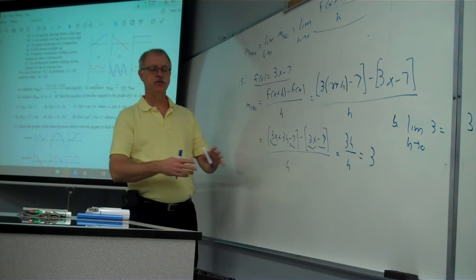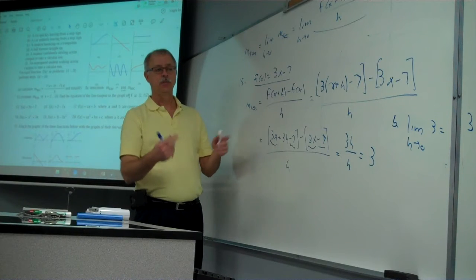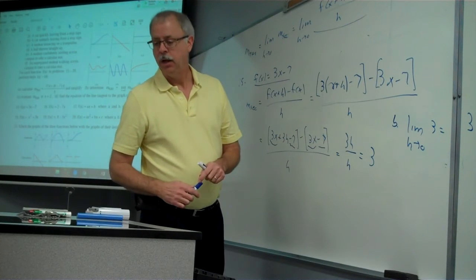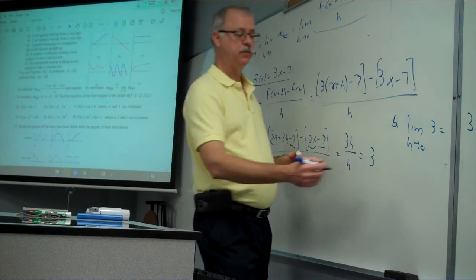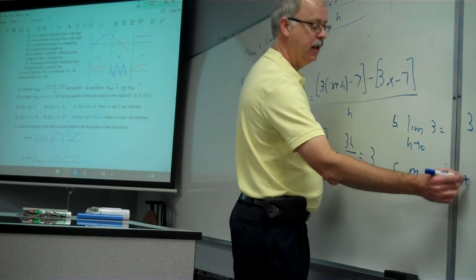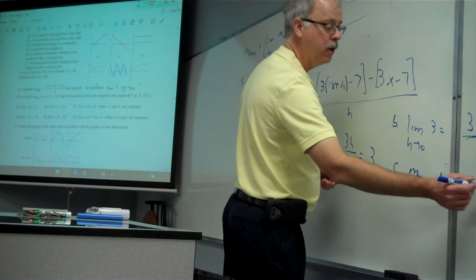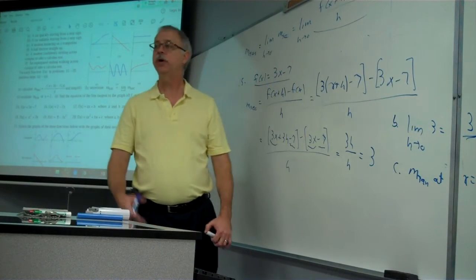So even when we work through this, doing our limit and everything, the limit is still 3. The slope is still 3. Doesn't matter where we are. So in terms of C, when we look at the slope of the tangent line at x equals 2, doesn't really matter, in this case, where we are. The slope is always 3.